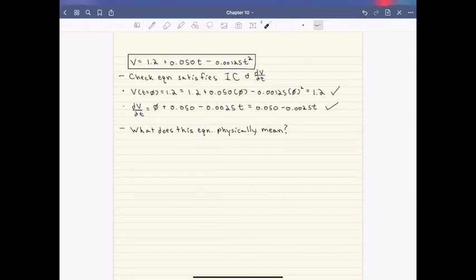And so this 1.2 term here, right? Now the reason that showed up is because that came from our initial condition, where we said that the volume of water in the tank at time equal to 0 is 1.2. And so this term is basically describing the volume of water in the tank when the leak starts.